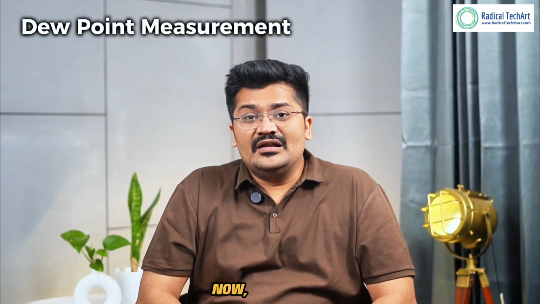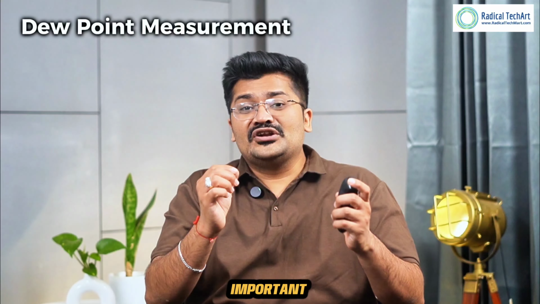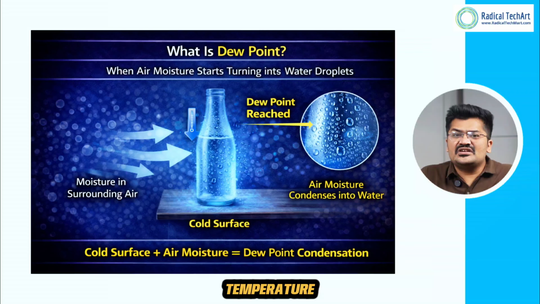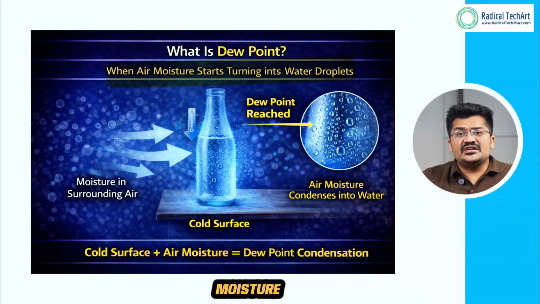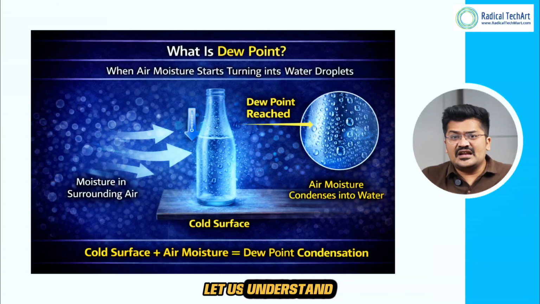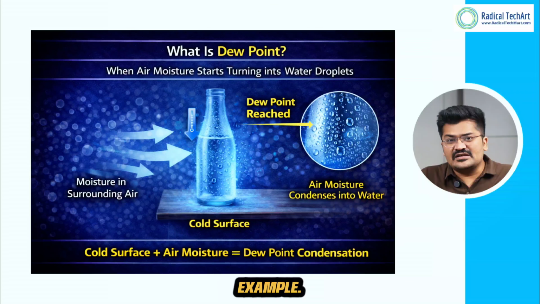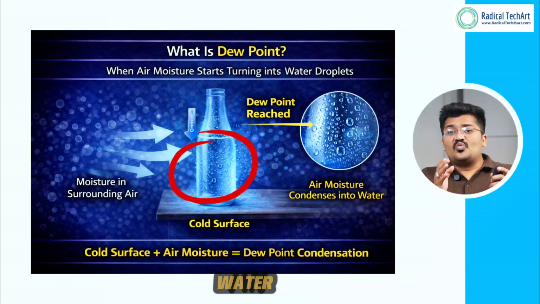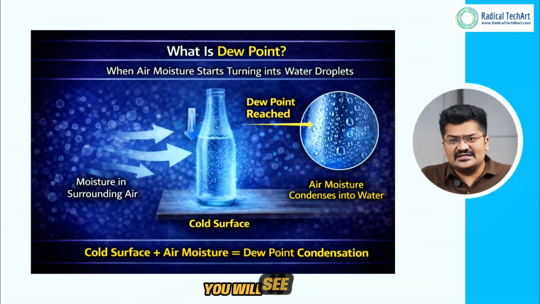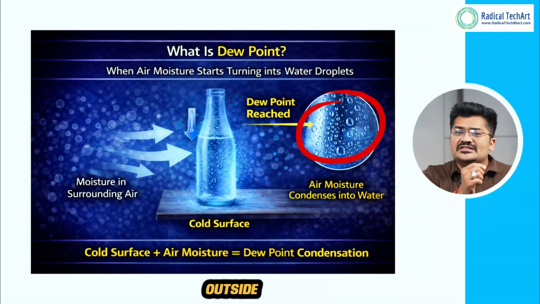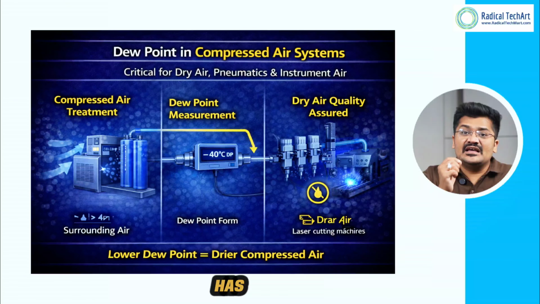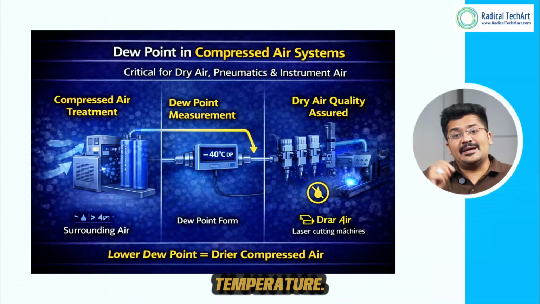Now, let us talk about another important concept, and that is dew point. Dew point is the temperature at which moisture in air starts to condense into water droplets. Let us understand this with a simple example. Imagine a cold water bottle placed on a table. After some time, you will see water droplets forming outside the bottle. That happens because the surrounding air has reached its dew point temperature.